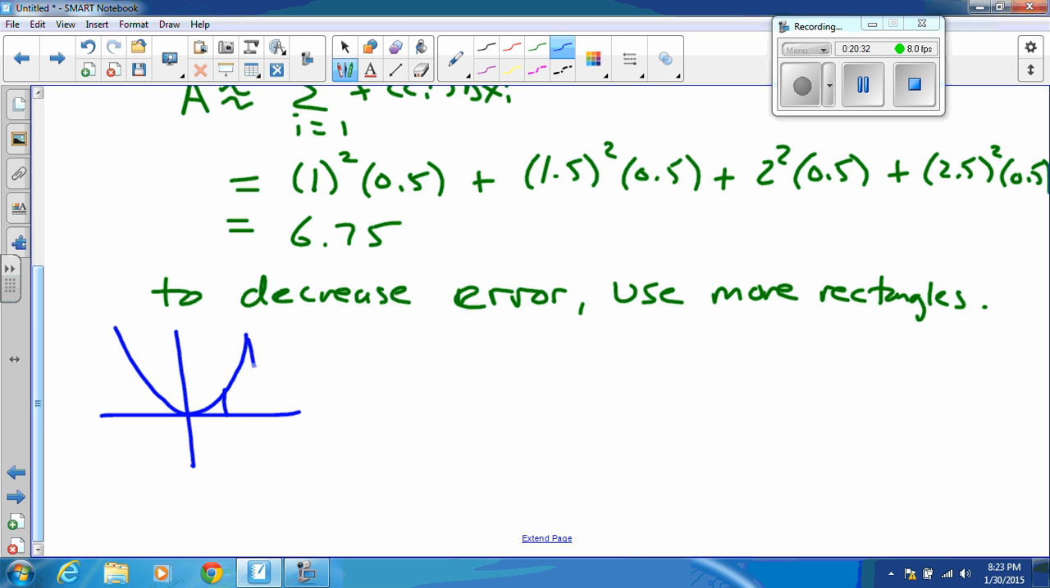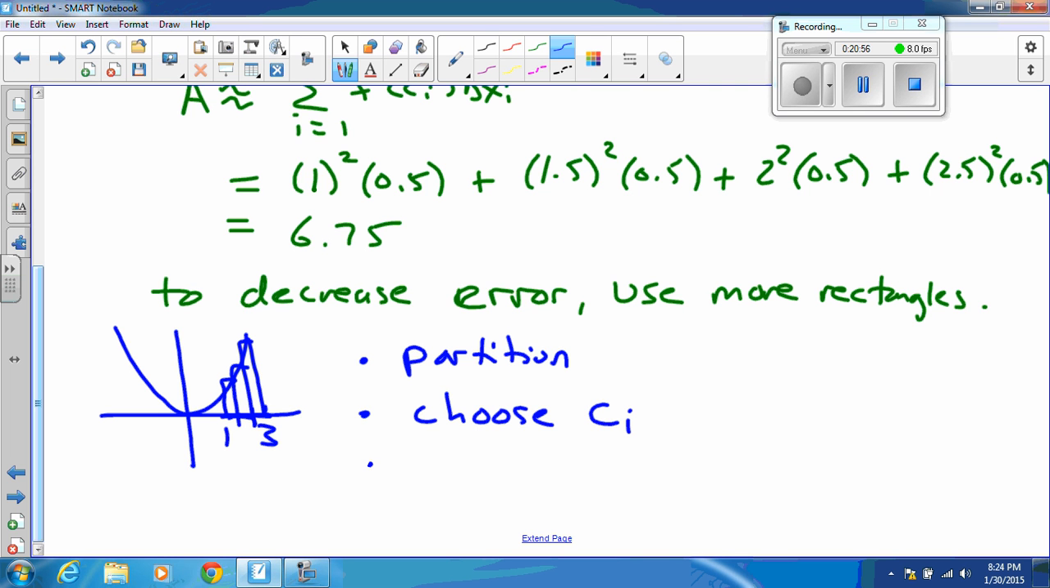But let's recap all of this and talk a little bit more about the choices. We started with the region, y equals x squared, bounded by x equals 1 and x equals 3 and the x-axis here. And we estimated the area of this region by partitioning the interval from 1 to 3, like so, and then choosing an x value for each subinterval, and then computing the area as approximately the sum from the first subinterval to the last of f of c i times delta x i, just like that. So this is the method in brief.